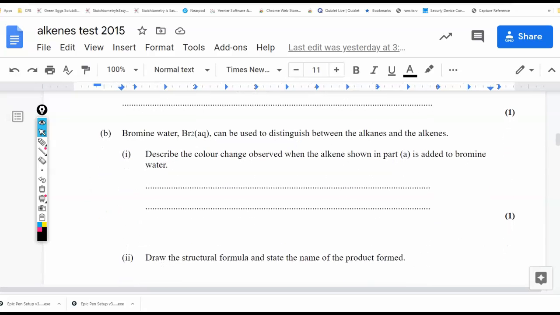Bromine water can be used to distinguish between alkanes and alkenes. They really like this sort of question. Describe the color change observed when the alkene shown is added to bromine water. It will simply be decolorized, just like we have already talked about.